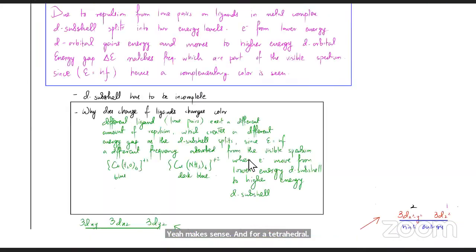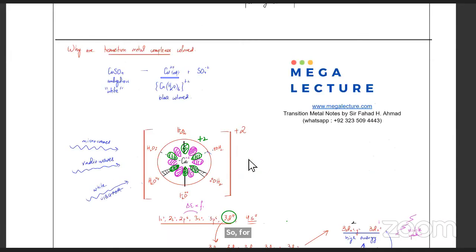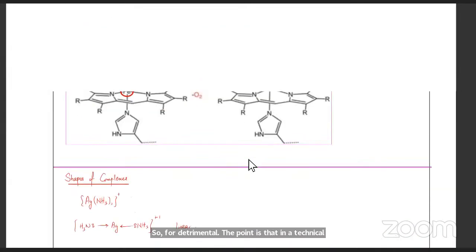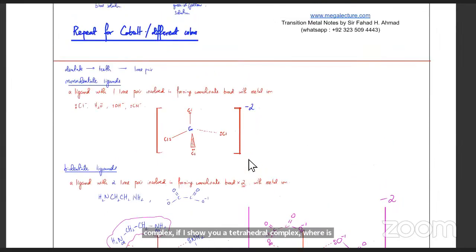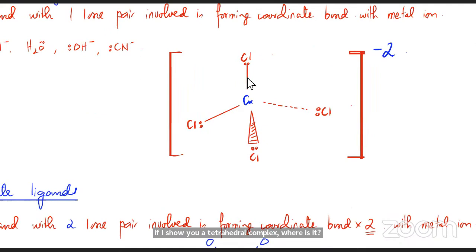Let me show you tetrahedral. The point is that in a tetrahedral complex, the ligands are not on the axis. They're at an angle of 109.5 degrees. So by the same logic, it's going to be harder to keep electrons between the axis. Is that clear?